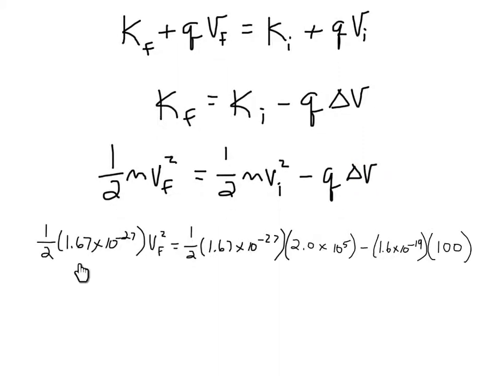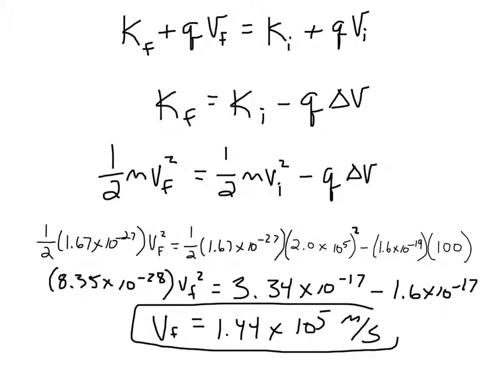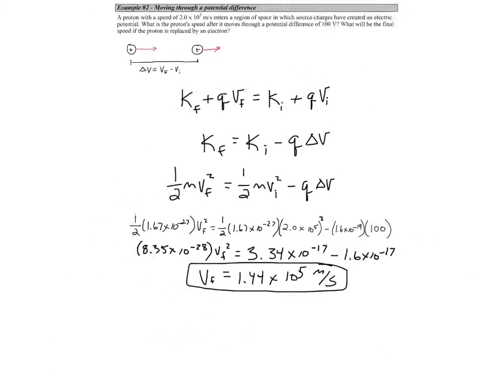We plug in our values: 1.67 times 10 to the negative 27 for the mass of the proton, which you can look up on your table of information, and 1.6 times 10 to the negative 19 as our charge on that proton. And when we run through this calculation, we find that the final velocity of our proton is 1.44 times 10^5 meters per second, which follows what we expected to happen. We expected the proton to slow down as it moved through this potential difference.